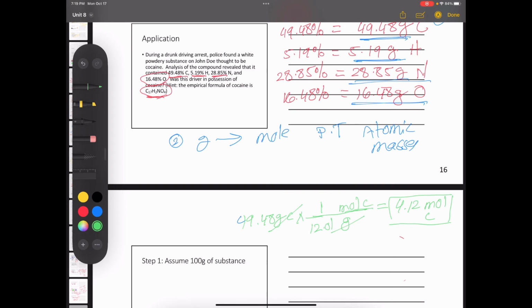I'm going to do the same thing for the hydrogen. So the 5.19 grams of hydrogen, I'm going to multiply that by the atomic mass from the periodic table. I need moles of hydrogen, and I have grams down here. If you look at the periodic table, it's 1.01. Cancel out. And the moles of hydrogen is 5.13 moles of hydrogen.